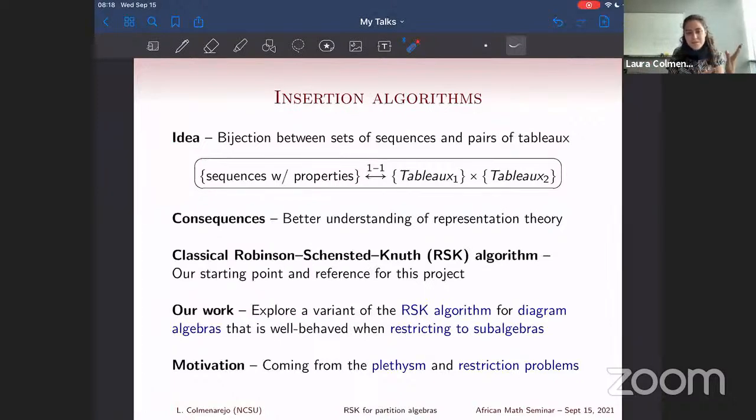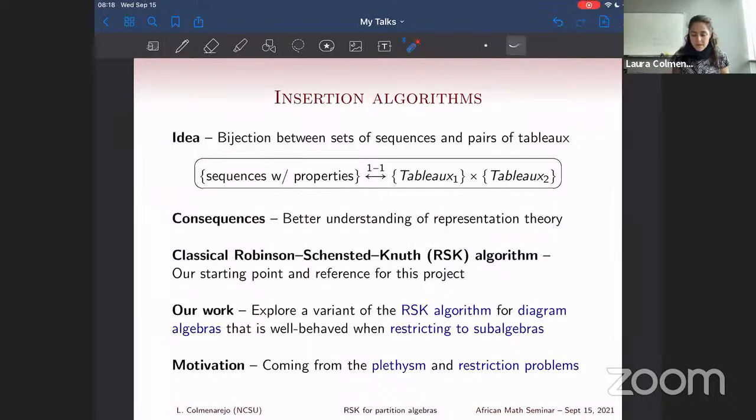But let me now tell you what the insertion algorithms, or the RSK algorithm, are. The idea here is that we are going to have a bijection between a set of sequences with some properties and pairs of tableaux, which I'm going to define in the next slide. The consequences are that they help us understand the representation theory better, and I hope I can convince you of that during the talk.